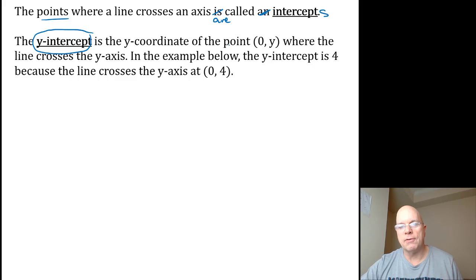The y-coordinate of the y-intercept is the y-coordinate of the point (0, y). So it'll always be in this form (0, y), because wherever your line crosses the y-axis, your x-coordinate must be 0. I mean, if it's on the y-axis, we know x is 0 for points on the y-axis. So it will always be in this form, 0, comma, some y value. Sometimes it'll be positive, sometimes it'll be negative. Sometimes it will be 0 if the line crosses at the origin.